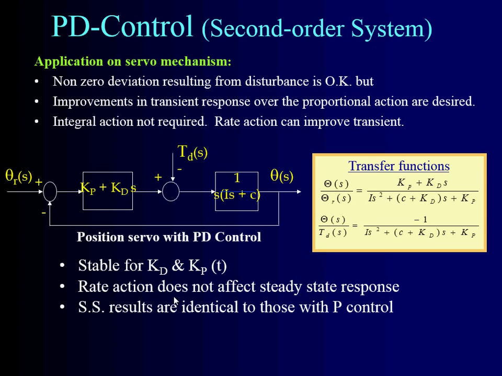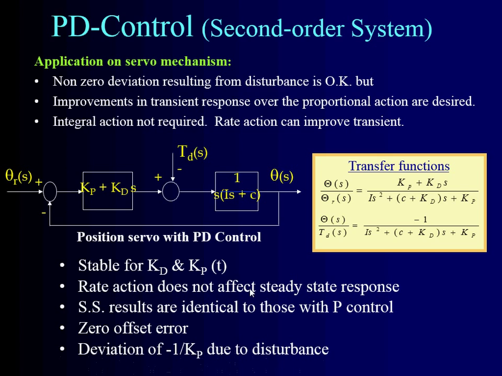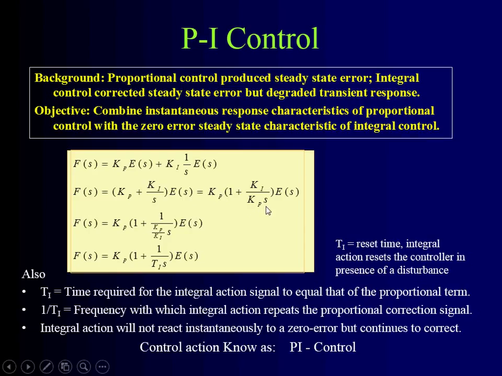The results are the same as those with proportional control here. Zero offset error. So the deviation is proportional to the proportional control. If you have this control, PI control now, the one that we were just in is called PD control. This one is PI control.